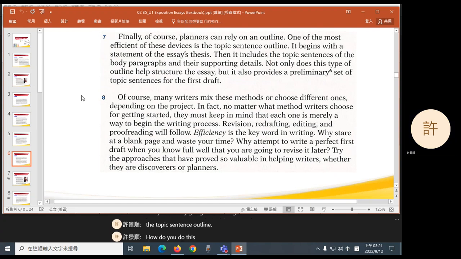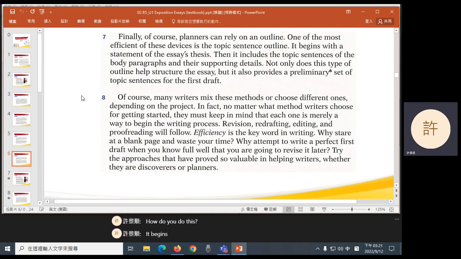How do you do this? It begins with a statement of the essay's thesis or main idea. Then it includes the topic sentences of the body paragraphs and their supporting details. So first you write the main idea of the essay, then you write the main idea of the first paragraph, and you write down the key information you need to explain that idea. Then you write down the main idea of the second paragraph and the key information you need to explain that idea. And you keep going until up to the end of your plan.